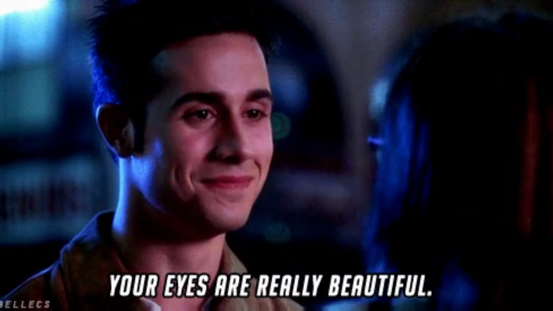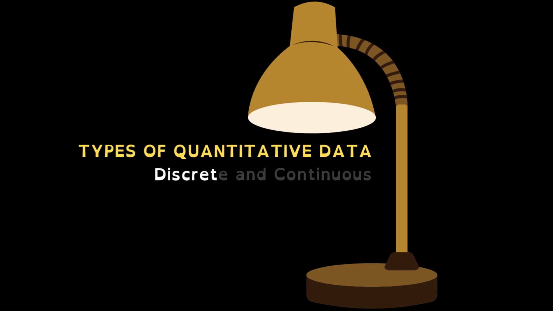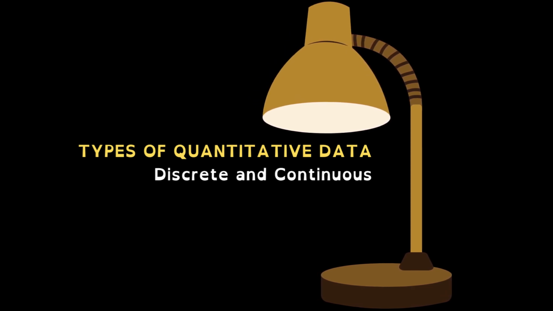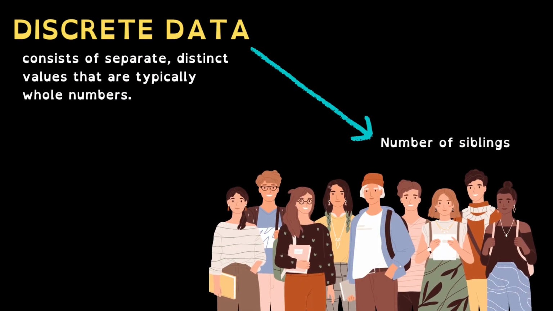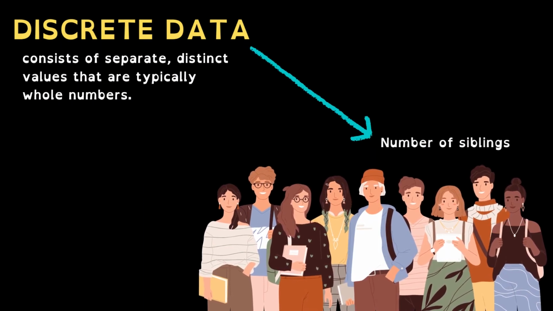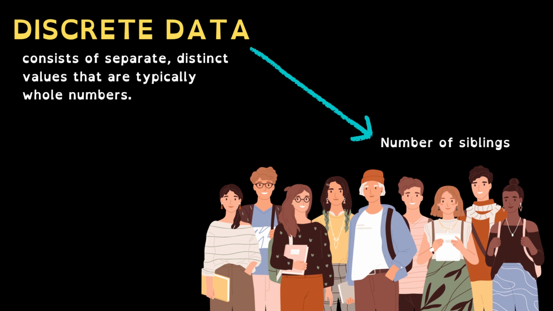Now, let's dig deeper into quantitative data and explore its two types: discrete data and continuous data. Discrete data consists of separate, distinct values that are typically whole numbers. Let's consider an example. If we count the number of siblings each student has, we would have discrete data. The values are distinct and cannot be divided into smaller units.